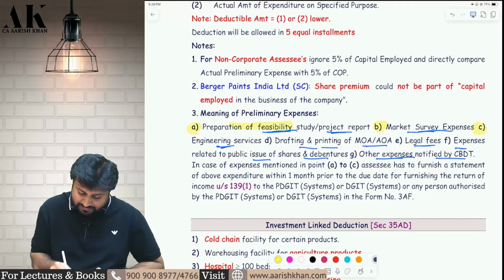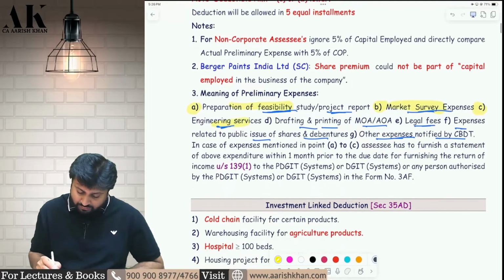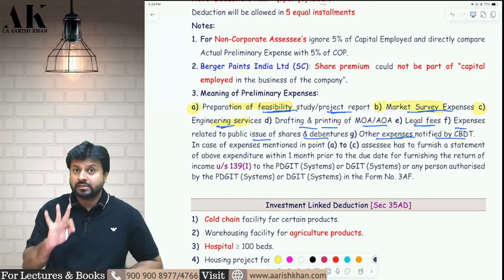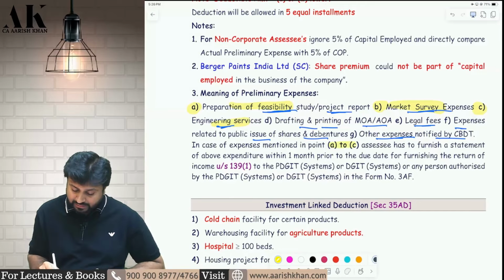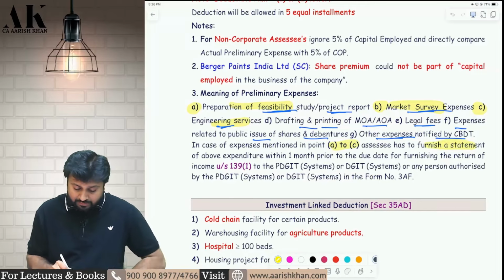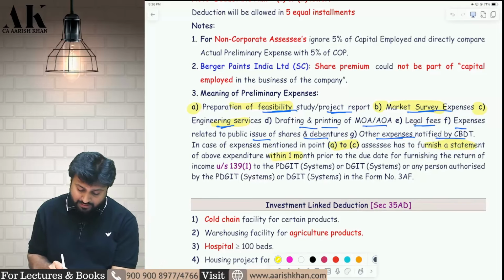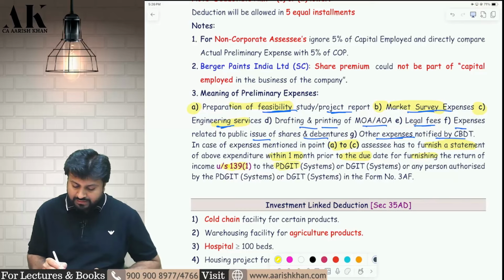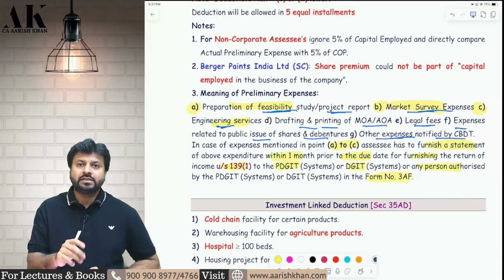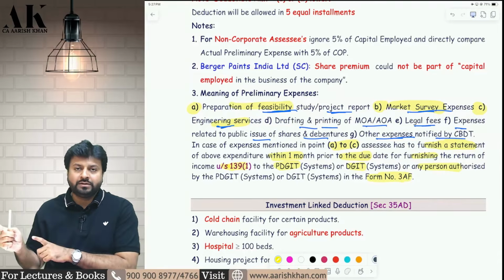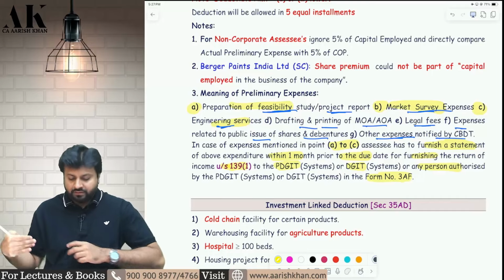Plus one more thing, the expenses which are mentioned in point A, point B, and point C, you have to give a statement for these three expenses. If you want the deduction of these three expenses, that is A to C, the assessee has to furnish a statement of the above expenditure within 1 month prior to the due date of furnishing of return of income under 139(1) to the Principal Director General of Income Tax or Director General of Income Tax or any other person authorized, in Form 3AF. So for these three expenses, you have to give a statement to the Income Tax Department 1 month prior to the due date of furnishing of return.